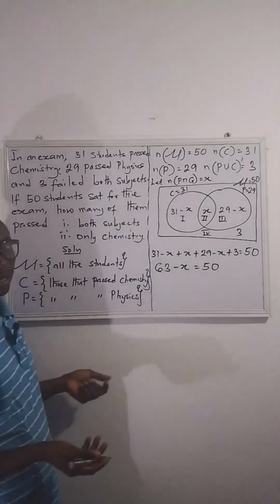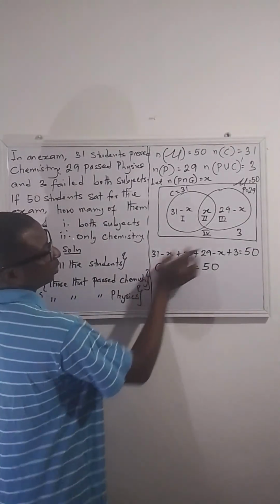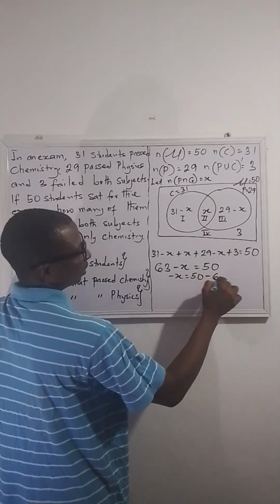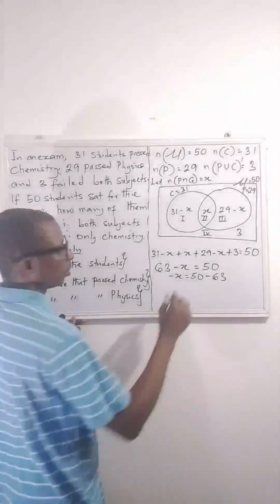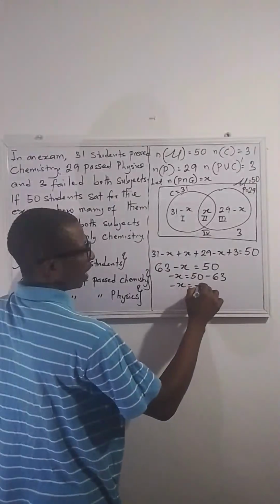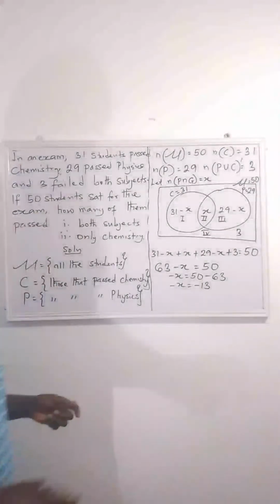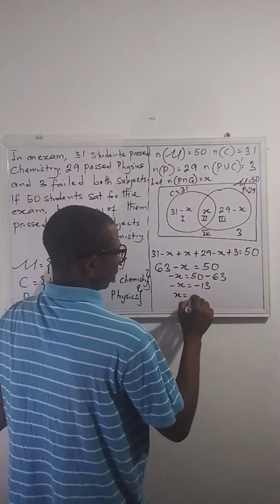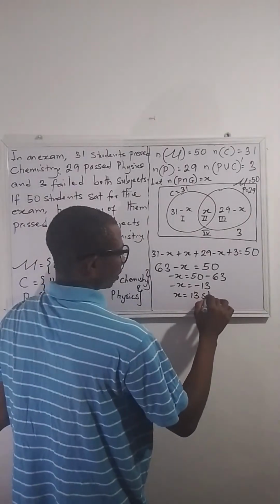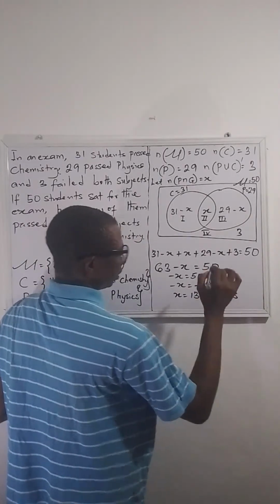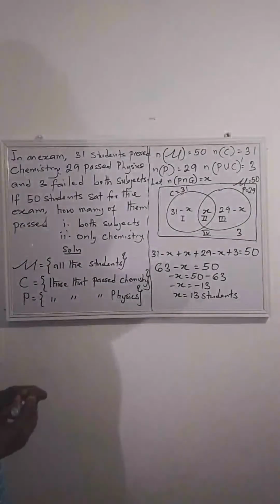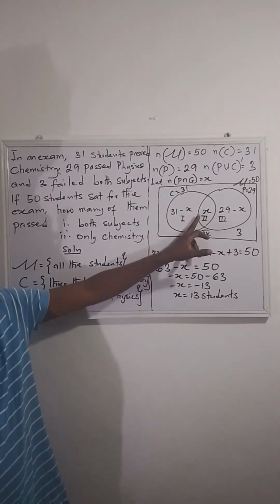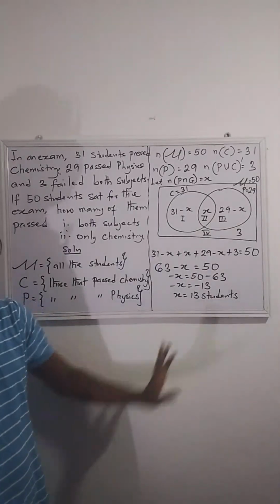Okay, so we can collect the like terms. Let's move this one to this side. We have minus x equals 50 minus 63. All right, so we have minus x equals minus 13. So here you can multiply both sides by minus 1. So we have x equals 13 students. Okay, now this is the number of those that passed the 2 subjects, x.